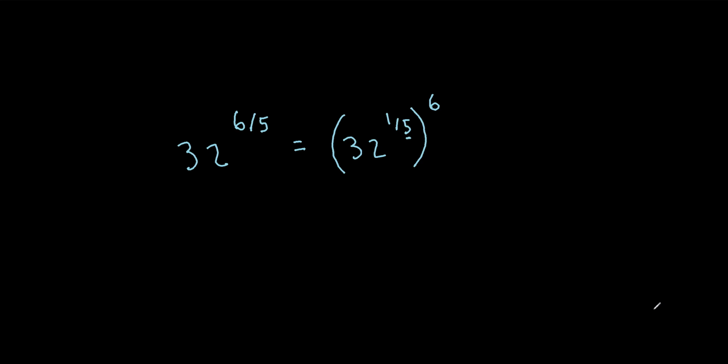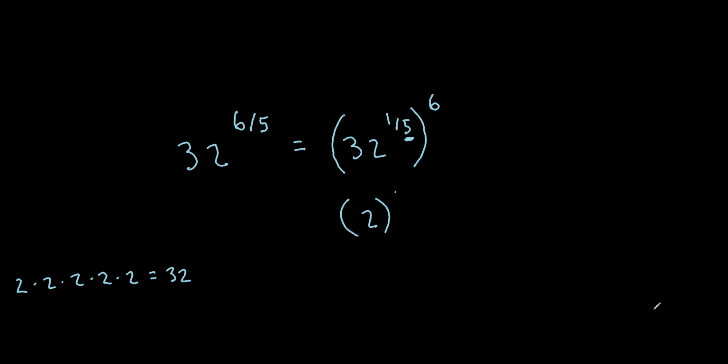What number multiplied by itself this number of times, 5 times, is equal to 32? Well, it turns out that number is 2, because 2 times 2 times 2 times 2 times 2 is equal to 32. So 2 multiplied by itself 5 times is 32. So 32 to the 1/5 is 2.